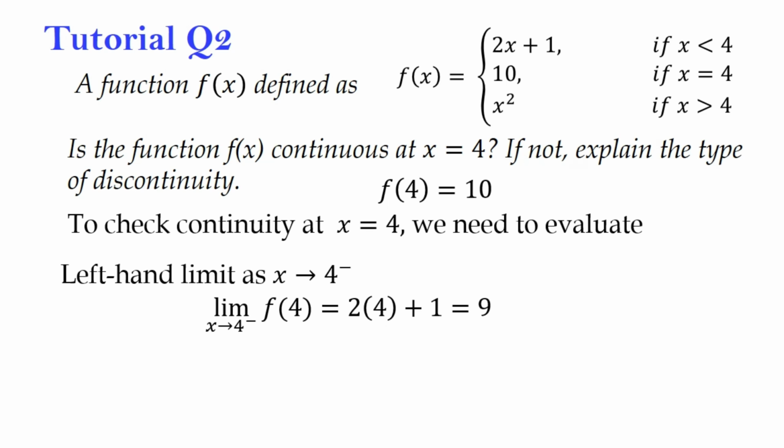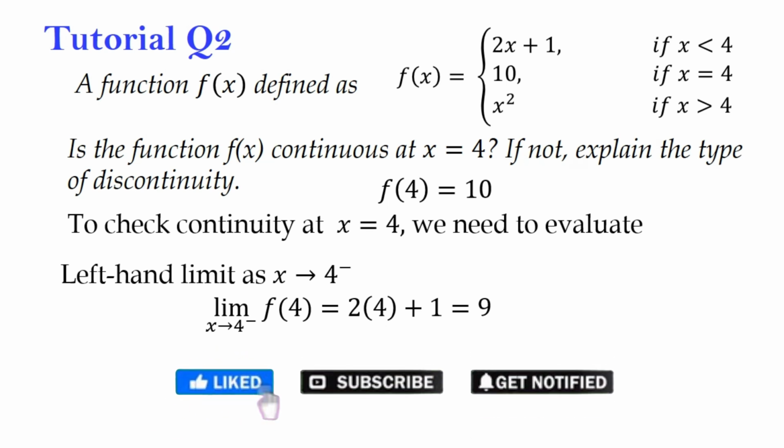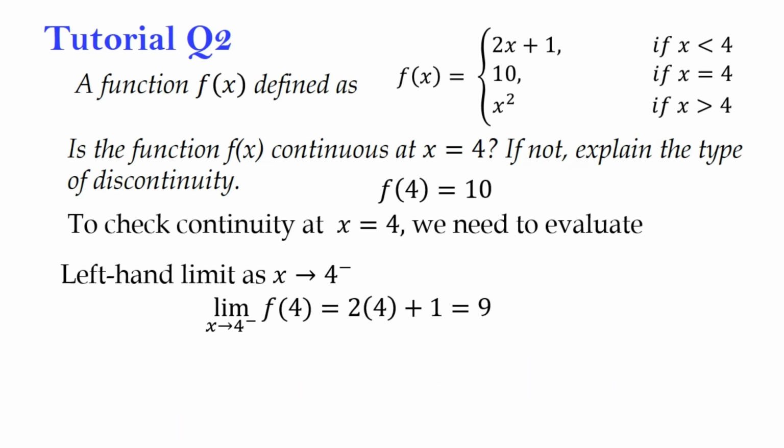And that is the range that we are going to use to evaluate what we call the left-hand limit. But that left-hand limit is a little bit grammatical. Let's come down to our level. It simply means as x tends to 4 from the negative axis, what is the value? So we use the first one, 2x plus 1. And we can see here that it is 9.